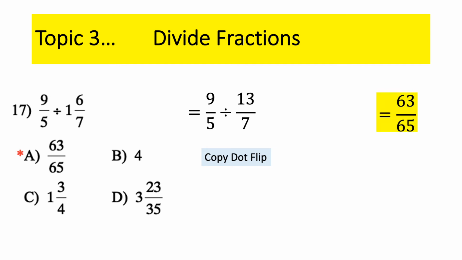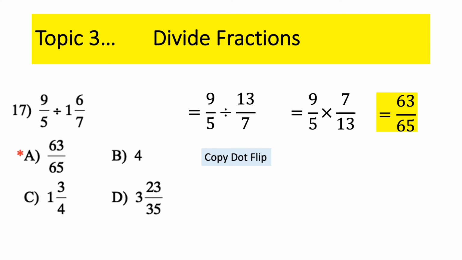All right, 9 over 5 times 7 over 13. Multiply straight across. 9 times 7 is 63. 5 times 13 is 65. And that is answer A. Once again, still no reducing. Just be ready for some reducing. All right, topic 1 was add, subtract. Topic 2, multiply. Topic 3 is divide.